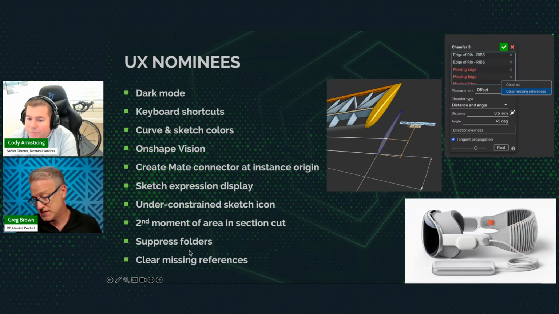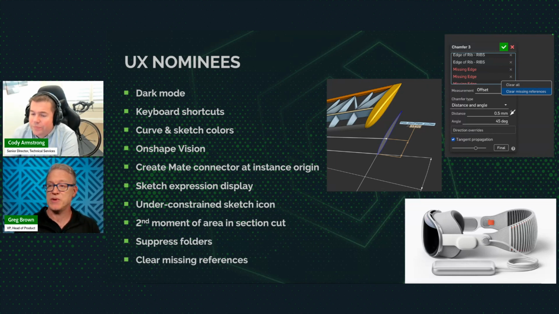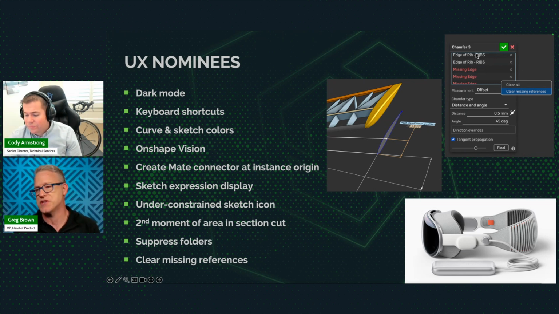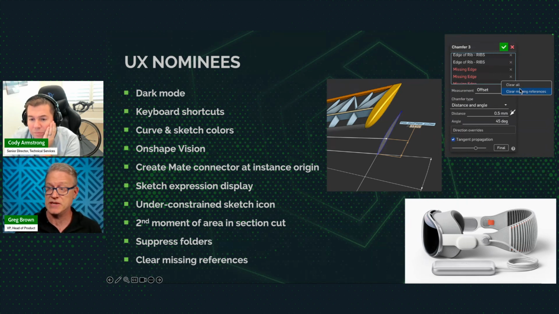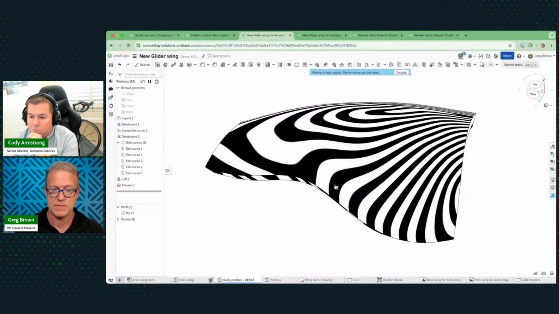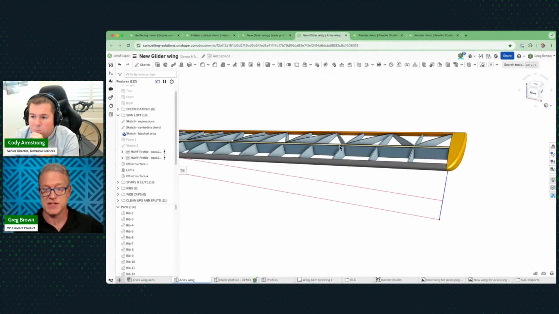Suppressing whole folders, I did demonstrate that already. And there's one other one here, which is when you have missing references in a selection list like this, it's very easy now to right-click on it and say clear the missing references, or indeed clear all the references, which you could have done in the past with the spacebar, but now we make it a lot clearer for everybody there. So I'm going to demonstrate a couple of those things right now.